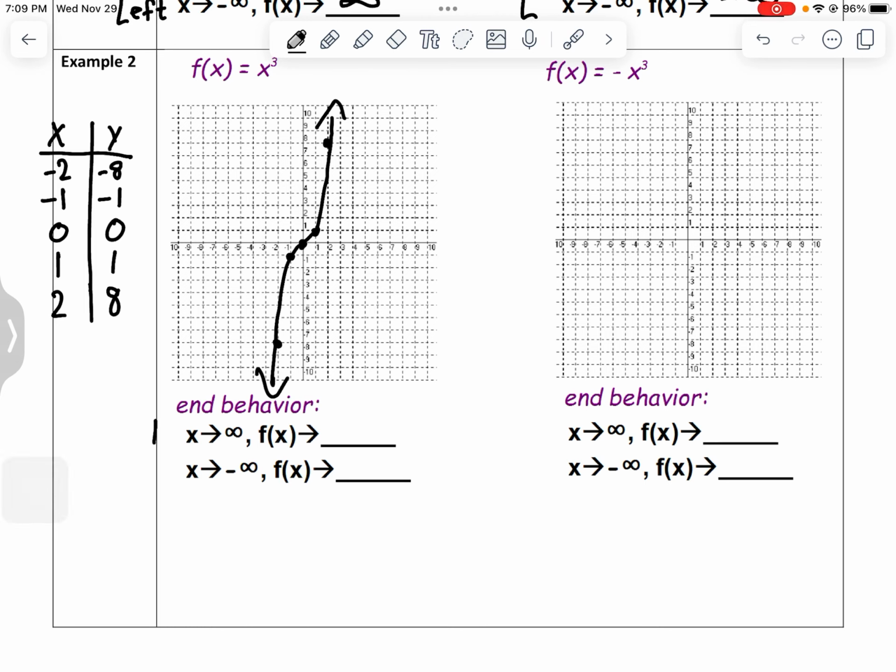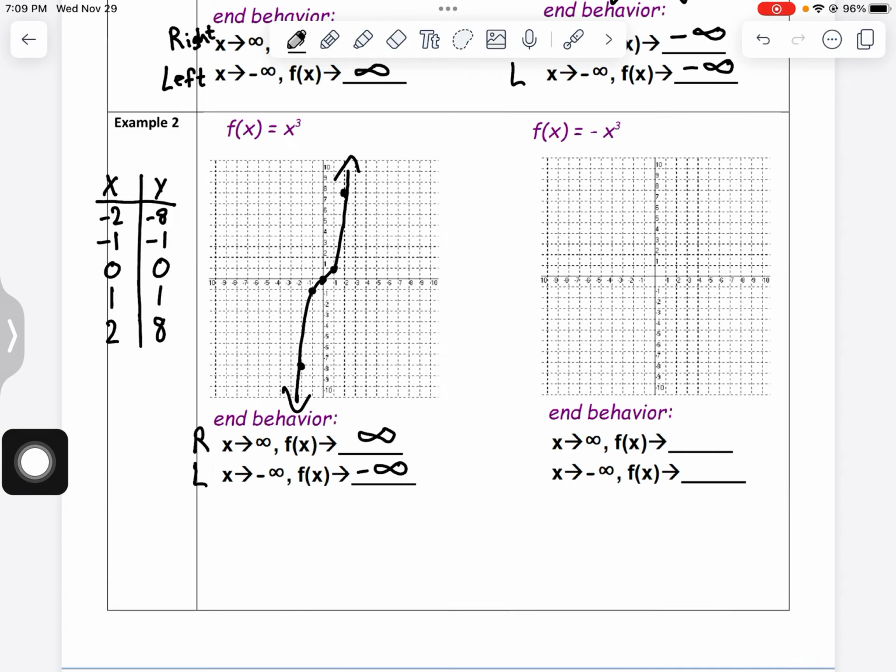So since this is our right, this is our left, the one going to the right, if I'm thinking about my center, that's the part going this direction. That's where the tail is leading up. So that's going to be positive infinity. And then this one, as I go to the left, this direction, it's arrowing down. That's going to be negative infinity.